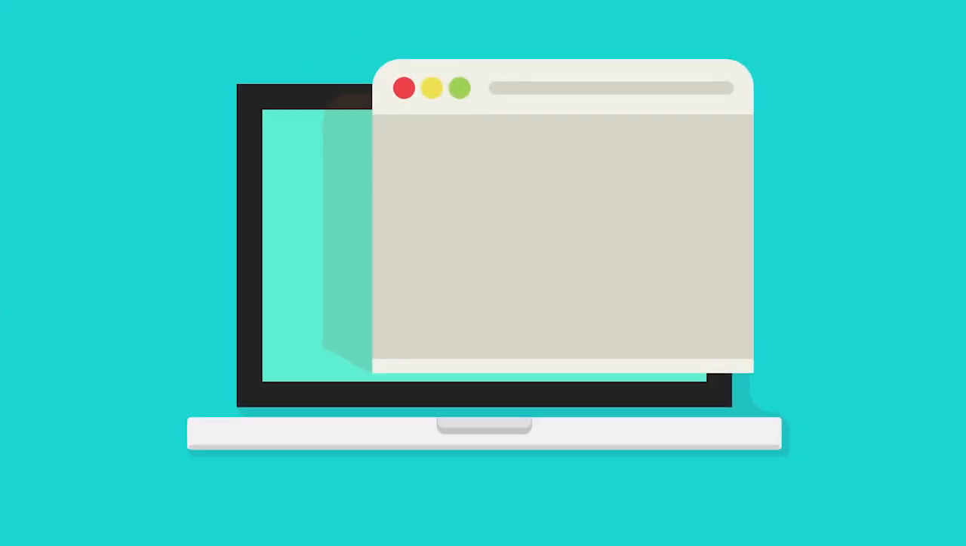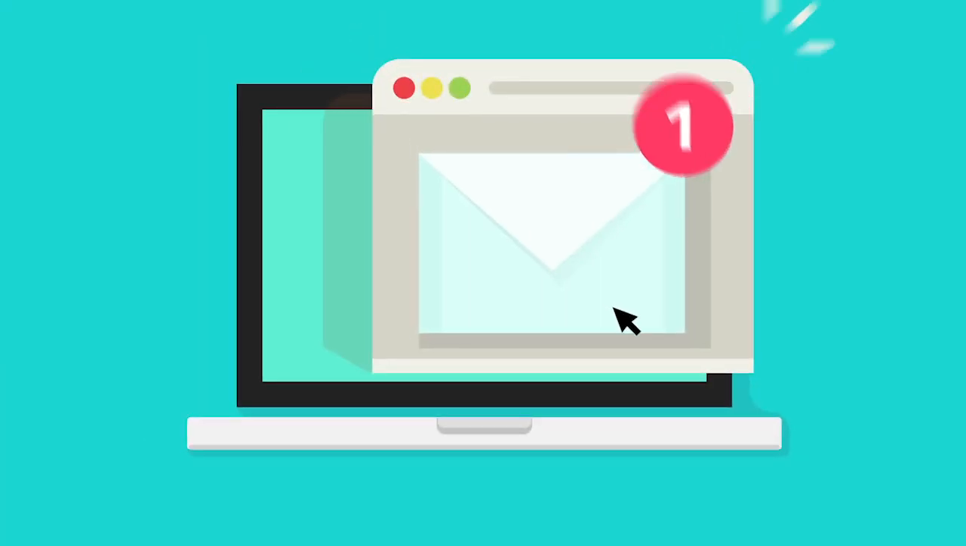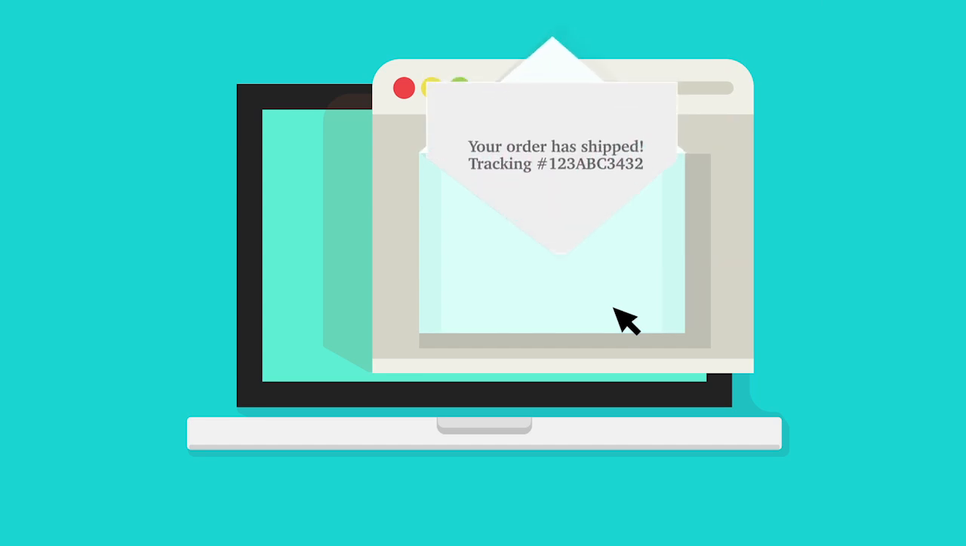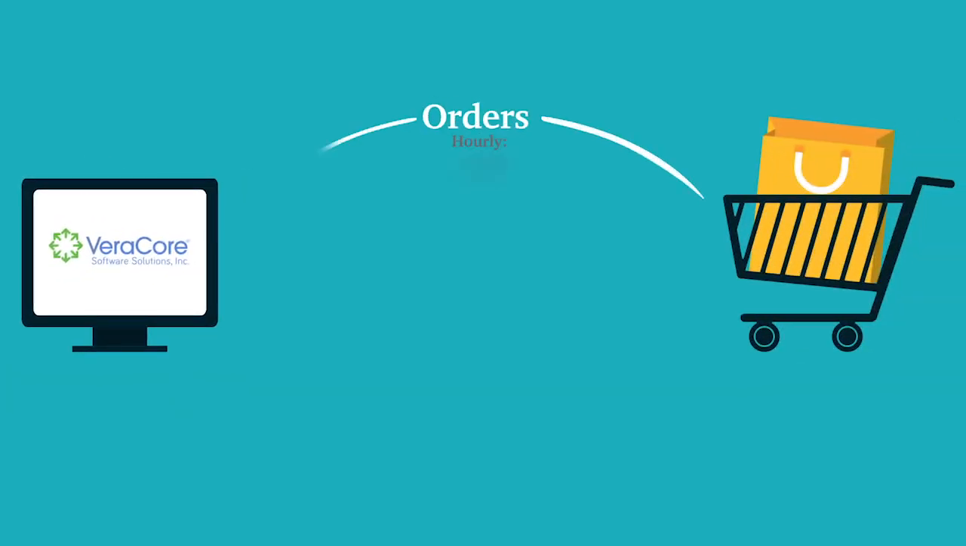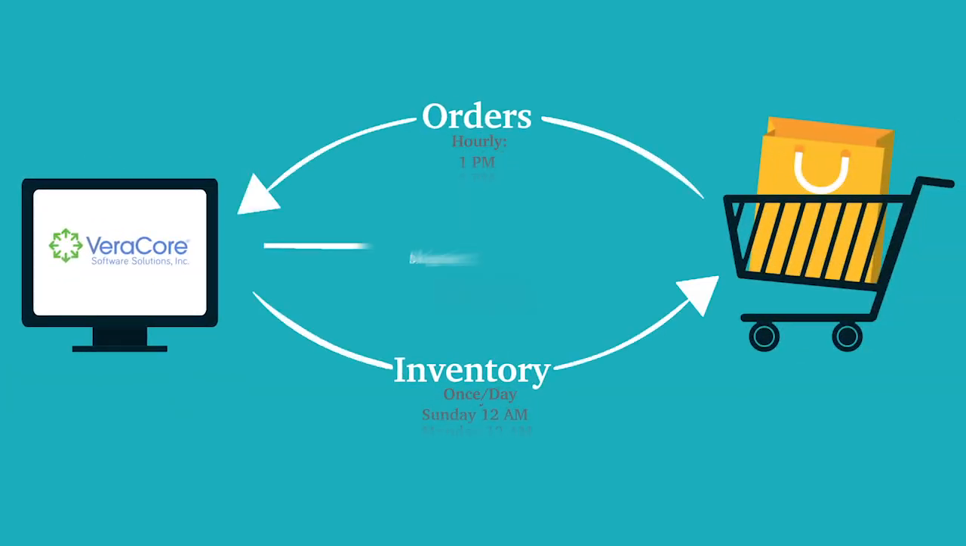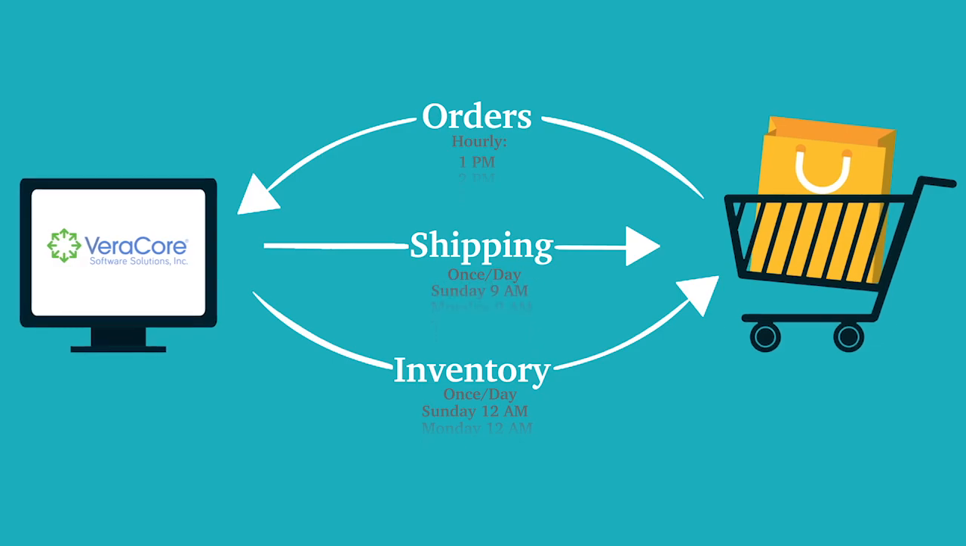You can also immediately begin to import orders from the store into VeraCore. Once you've recorded the shipments for those orders, the shipping details can be sent back to then notify the customer that their order is on its way. All touch points between the systems can be automated and set to interval times during the day that you define.